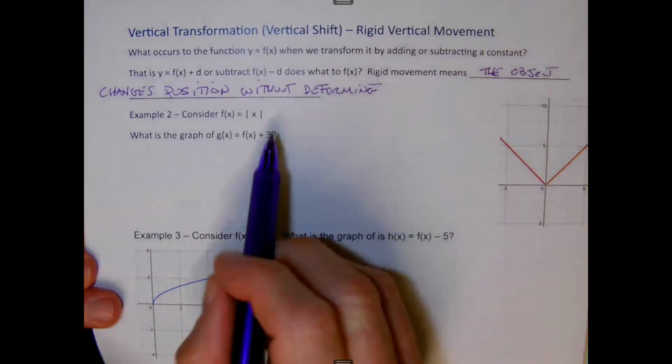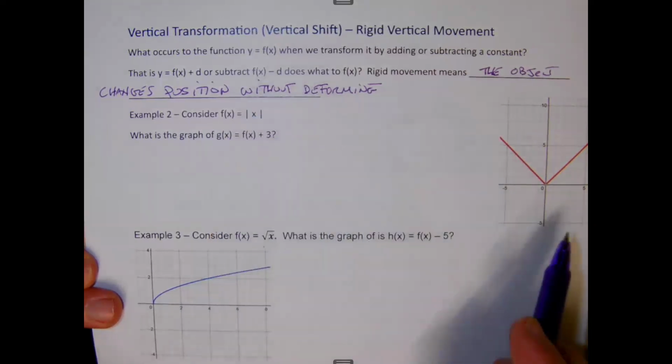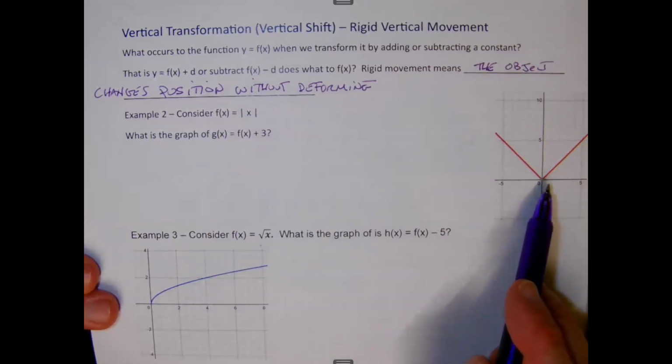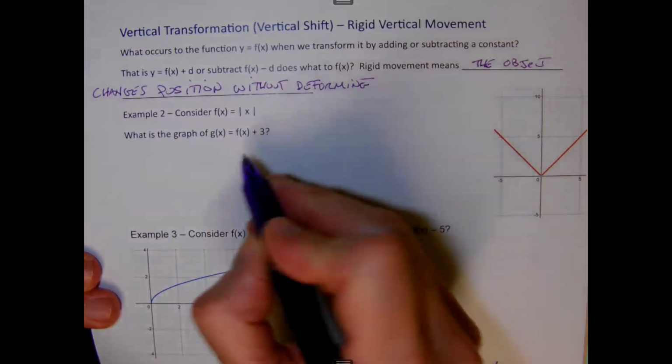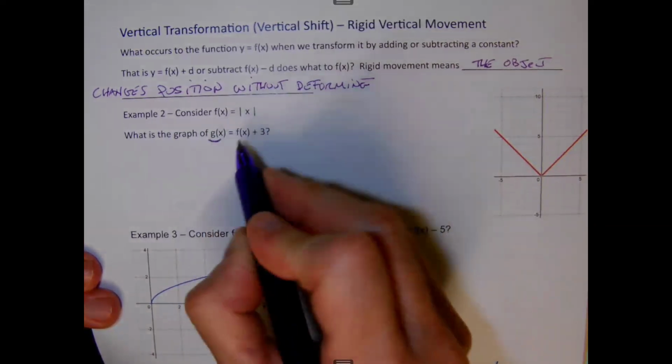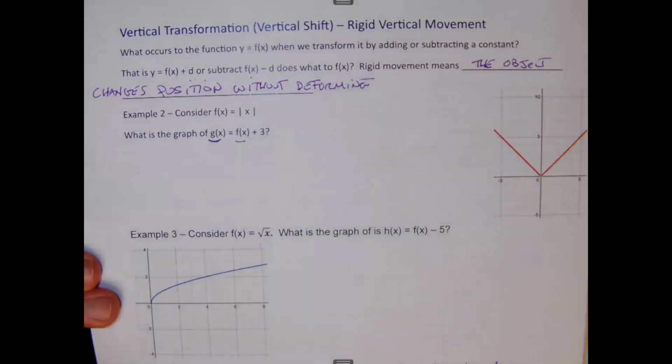So consider, for example, the graph f of x equals absolute value of x, another function. And we see the graph of that is right here. So it's one of your basic functions. What is the graph of g of x? And why am I saying now, where's g of x coming from? Because I'm going to alter the function f of x by adding 3.